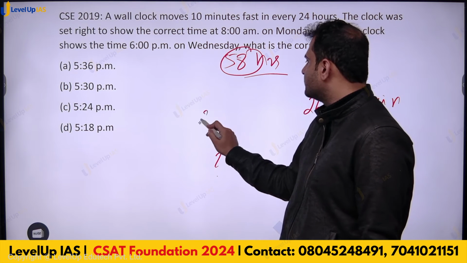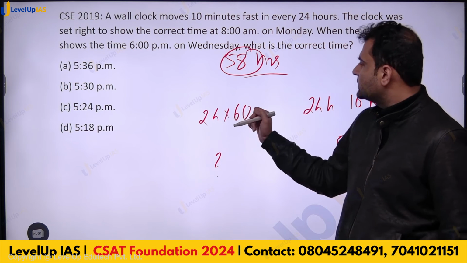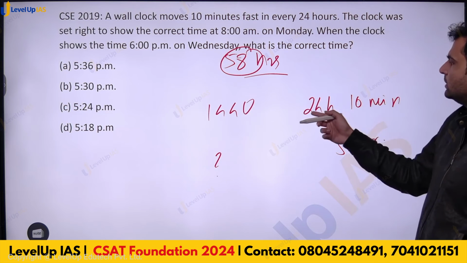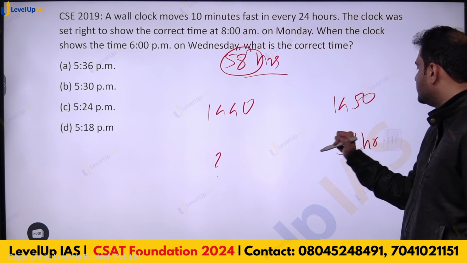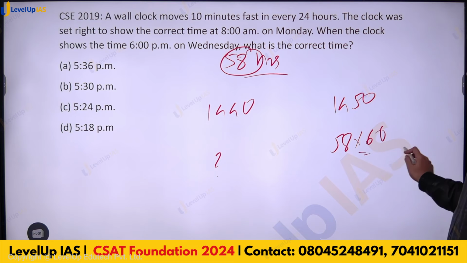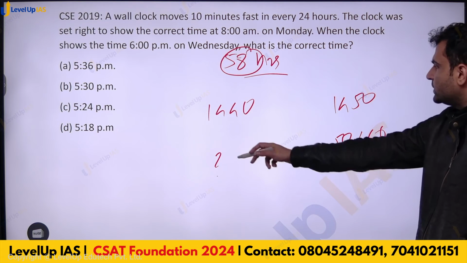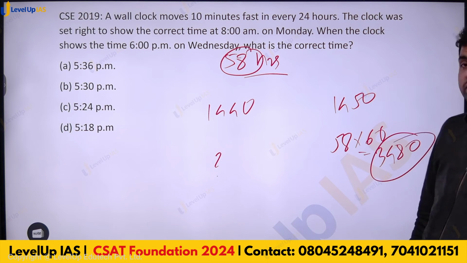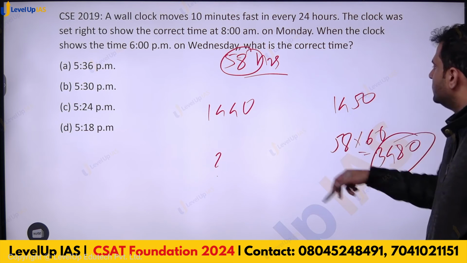So 24 hours is 24 into 60 minutes. 24 times 6 is 144, so this is 1440, and you just add 10 to it, so it is 1450. 58 hours is 58 into 60, which you can calculate, 3480. The question is, how many minutes of actual time have elapsed if this is the time elapsed as shown by the clock, which is faulty? It is simply that the ratio has to be the same, no?